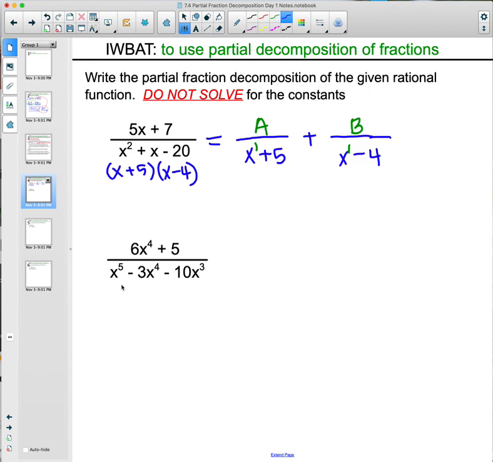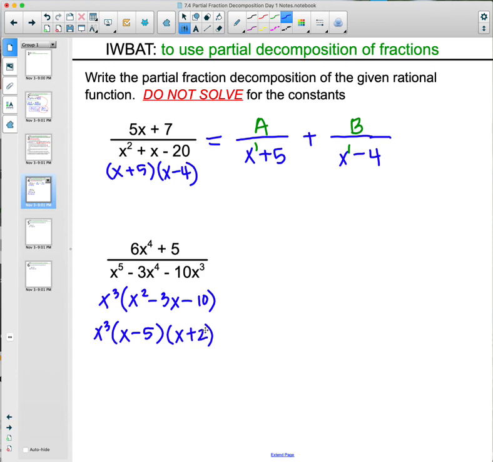So then in this next one, okay, again, the first step is to factor the denominator. So we see that all of these have an x cubed in common. So we'll take an x cubed out and we'll be left with an x squared, a minus 3x to the first, and a minus 10. So then we need to factor further. So factors of negative 10 that add to negative 3 are negative 5 and positive 2.